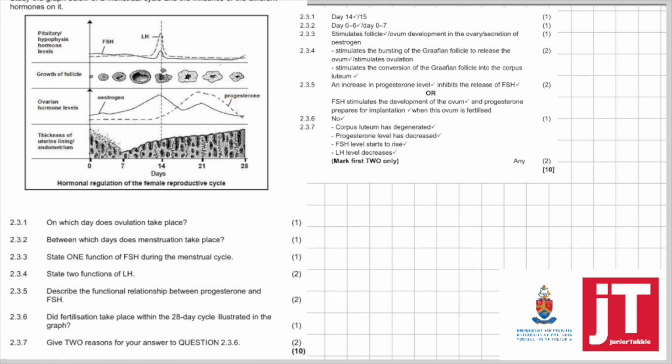2.3.2. Between which two days did menstruation take place? Or which days did menstruation take place? So there's menstruation. You could have said from day 0 to 7 or 0 to 6.